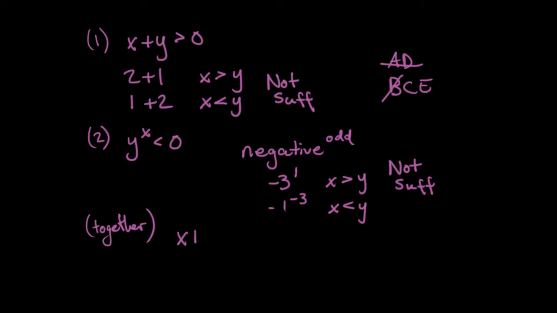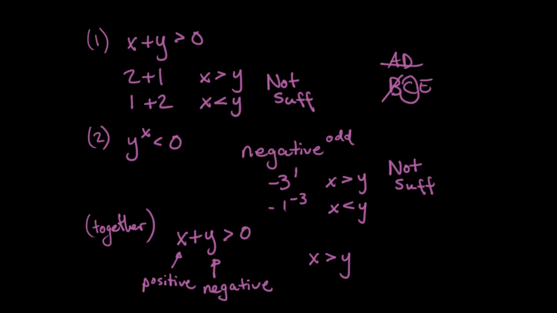Now together I know that x plus y is greater than 0, and I also know that y is negative. And the only way that both of those things could be true is if x is positive, because I need to start with a positive number if I'm going to add a negative and still end up with something positive. So since x is positive and y is negative, that means that x is greater than y. And now I know my answer, so the correct answer is C.